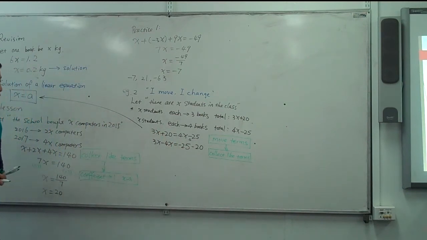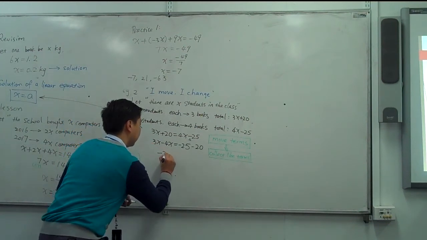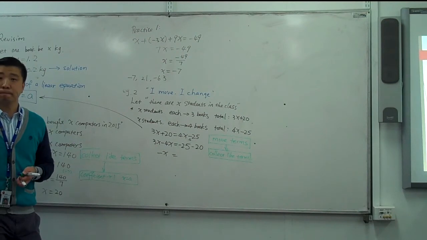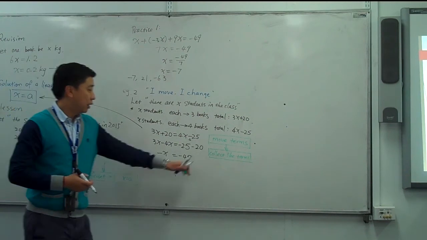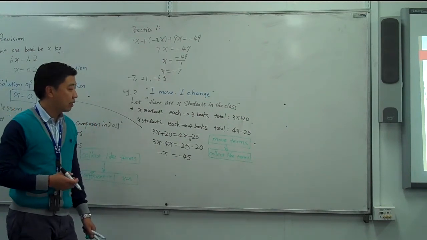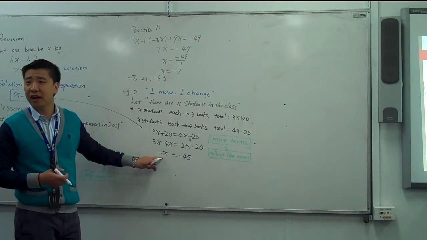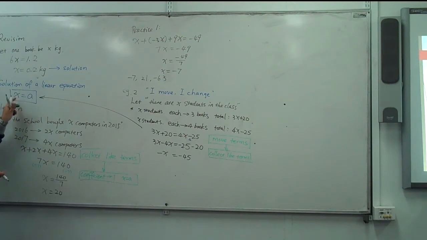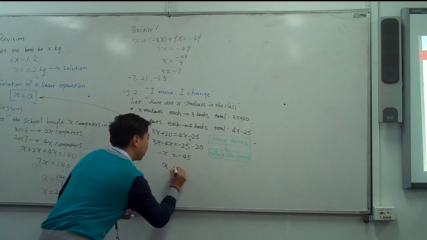3x take away 4x is minus x. Good. Negative x equals negative 25 take away 20. Negative 45. Good. Now, negative x equals negative 45. Are we interested in the value of negative x? No. We are interested in the value of x. So this is the solution. So we want to find out x.